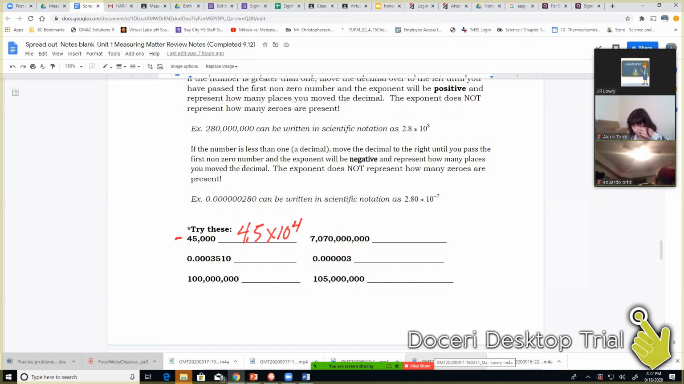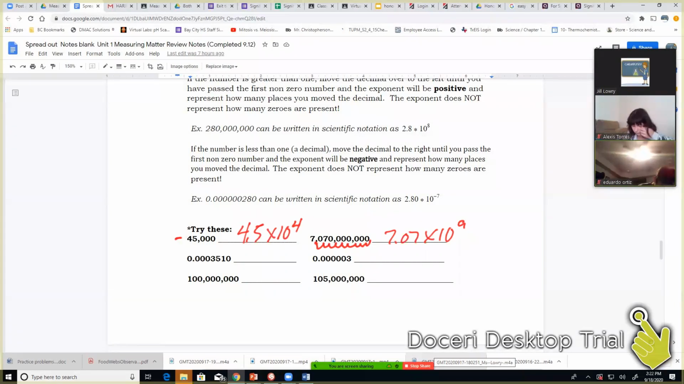And our 7 billion one? 7.07 times 10 to the 8th. I counted 9. Let's double count. 3, 4, 5, 6, 7, 8, 9. You had to move it 9 places to get 7.0. Oh, okay.